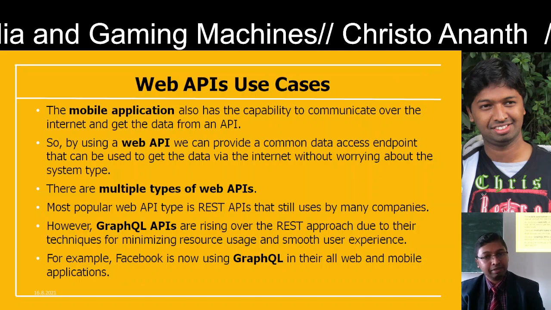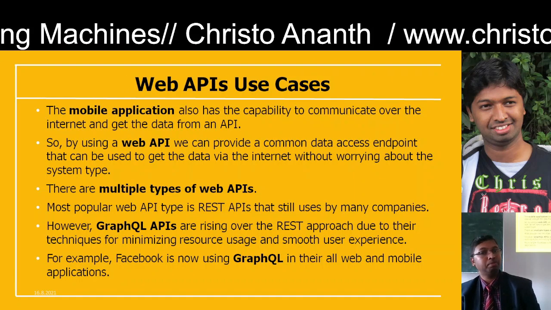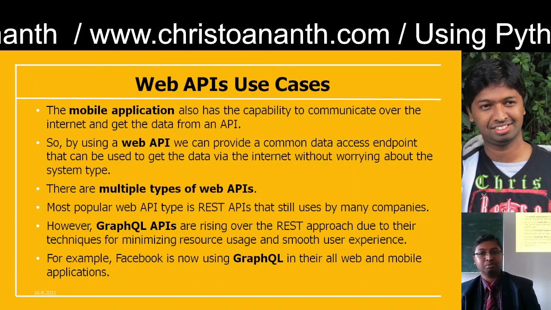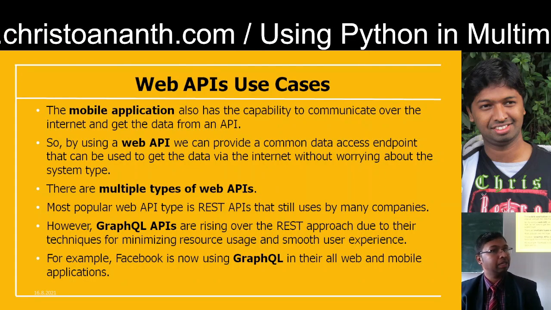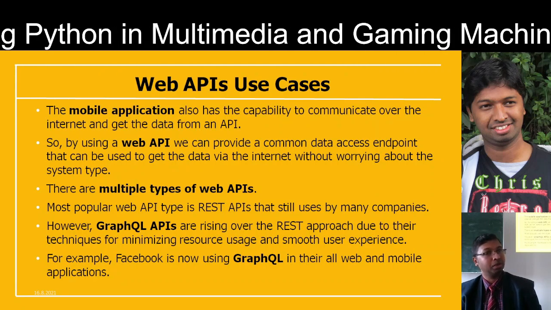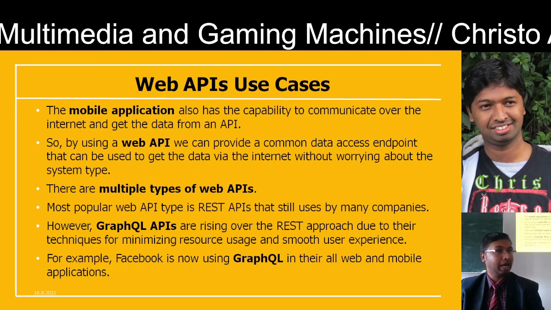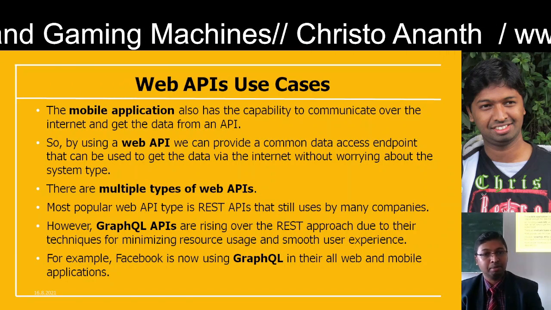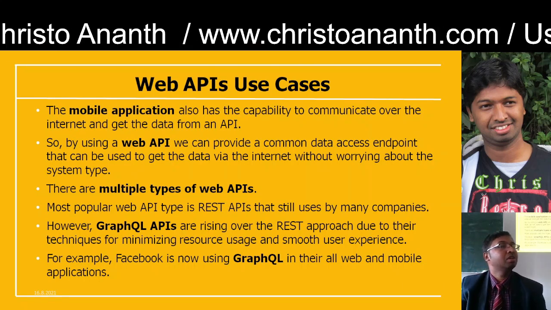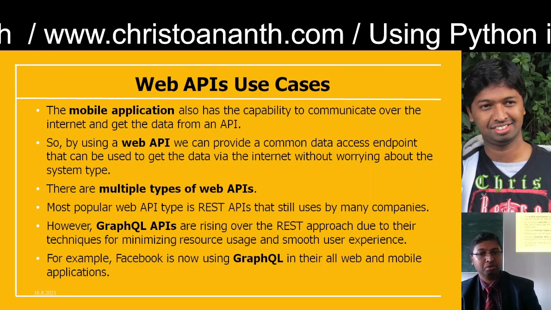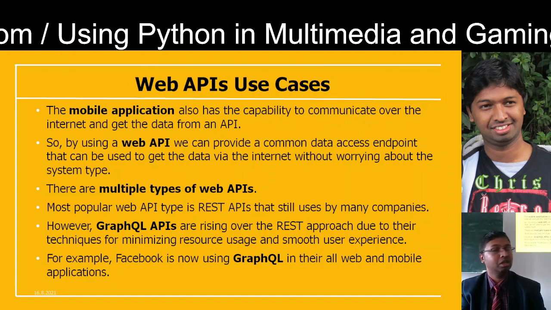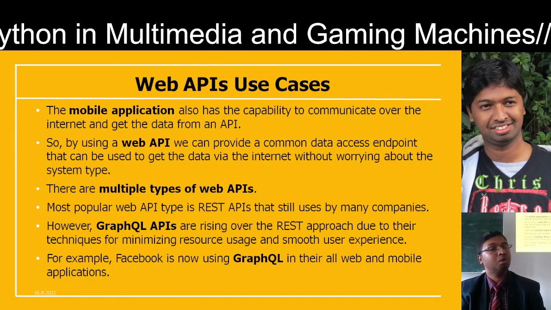There are several different types of web APIs. The most popular is the REST API, the REST application programming interface, which is used by many companies. However, GraphQL application programming interfaces are much more advantageous than the REST approach, due to techniques for minimizing resource usage and, of course, a better and smoother user experience. For example, Facebook is using GraphQL, which is used in the web application as well as mobile applications.